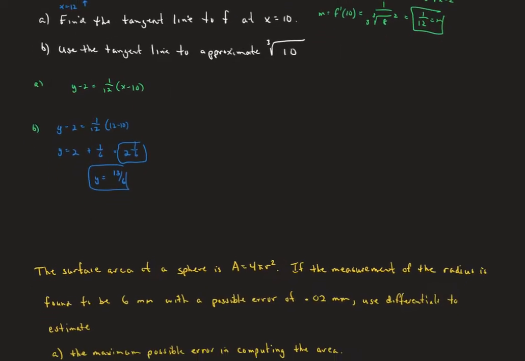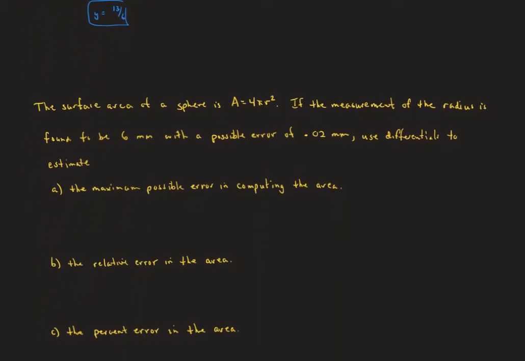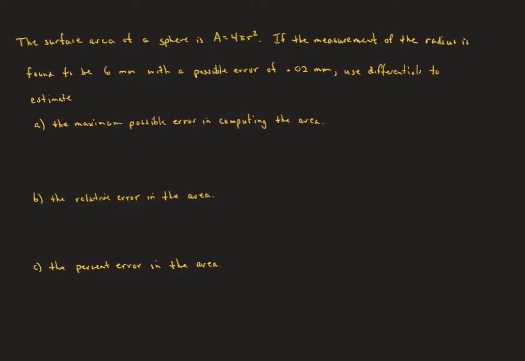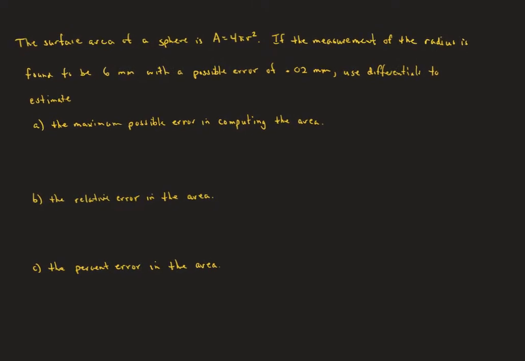Okay, do I have more? Oh, I guess I do. The surface area of a sphere is area equals 4 pi r squared. If the measurement of the radius is found to be 6 millimeters with a possible error of 0.02 millimeters, use differentials to estimate first the possible error in computing the area.